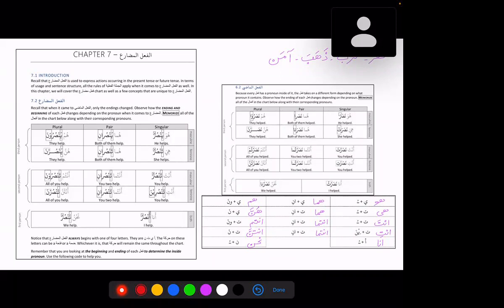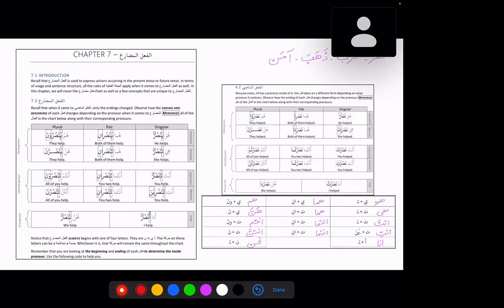In terms of usage and sentence structure, all the rules of jumla failia apply when it comes to fail mudaria as well, right? So we learned so many different rules when we were learning jumla failia. It can have outside doer, right? And fail always have a file, and mafulun bihi, right? All these different kinds of mafuls it can have. So everything is going to remain the same, right? So just when we are learning fail mudaria, we know that it is going to conjugate differently. Otherwise, everything is going to be the same, right? In fail madi, we can attach pronoun with it, right? And it can take outside doer. So all that stuff is going to remain the same. Just the conjugation is going to be different.